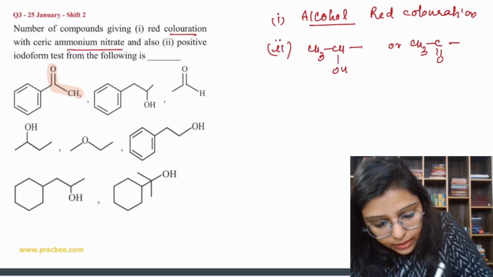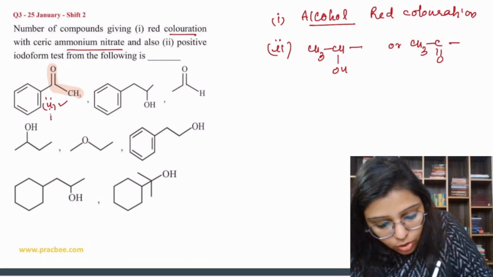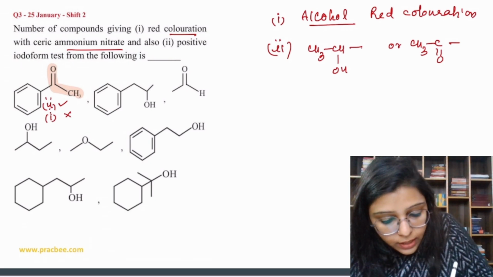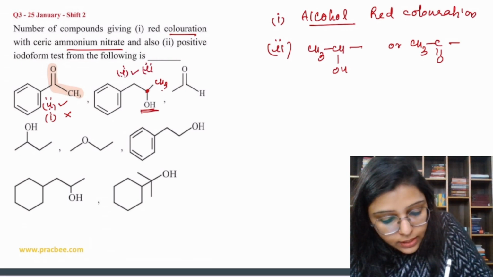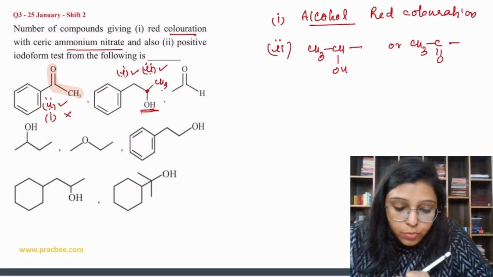It gives second test, but not first. So ये नहीं. Here we have CH3 CHOH. So here we have alcohol, so it can give first test, even it can give second test. So this can be our option.